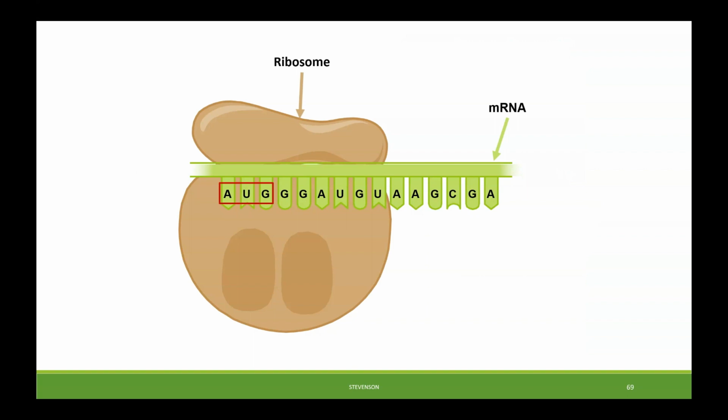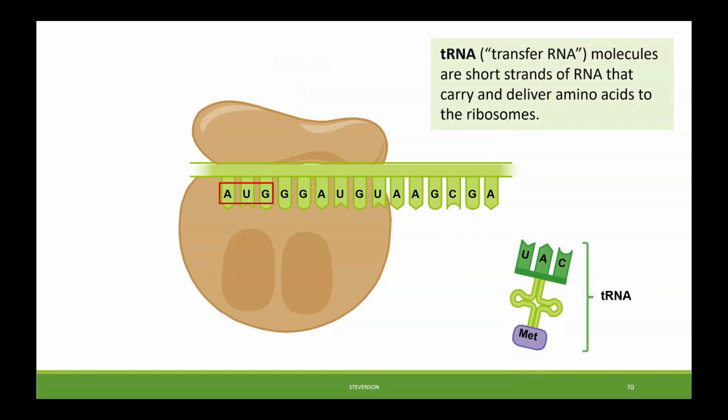The ribosome will read AUG, and upon reading AUG, it will bring in the corresponding amino acid. The amino acid will be delivered by a molecule called a tRNA. tRNA stands for transfer RNA. Transfer RNA molecules are short strands of RNA that carry and deliver amino acids to the ribosome. They have a little sequence of 3 RNA letters, which you can see in the darker green color at the top of the tRNA. And these match up with the 3 letters found in each codon.